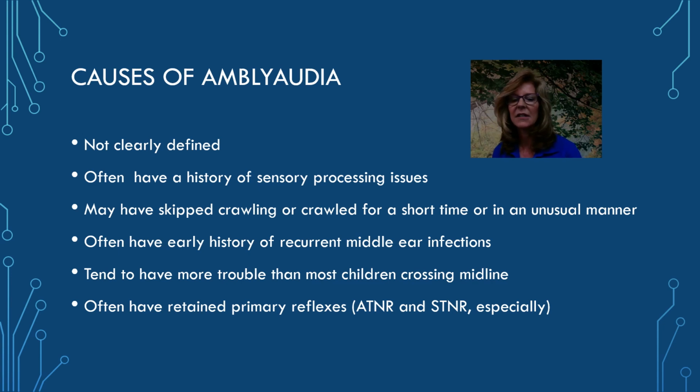In addition, these kids have more trouble than most children crossing midline, being able to reach across their body and know even that they have 2 sides of the body and how to work the 2 sides together. They often also have retained primary reflexes, and in particular, we see many of these children with retained ATNR and STNR reflexes, and we'll talk more about those in just a moment.